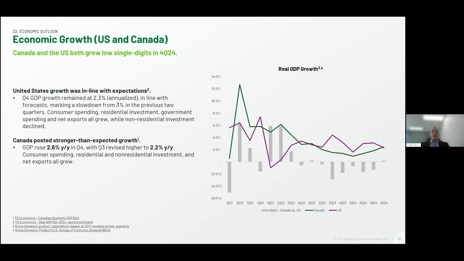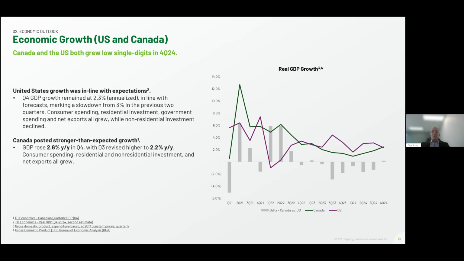In terms of Q4, both the US and Canada experienced real GDP growth. In the US, GDP growth held steady at 2.3% annualized, matching forecasts but slowing down from around 3% in the prior 2 quarters. Consumer spending remained strong at around 4%. Well, there was a shift. Goods spending was revised lower to 6.1% from 6.6%, and services spending edged up to 3.3% from 3.1%.